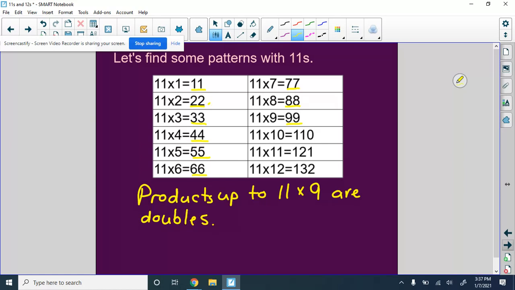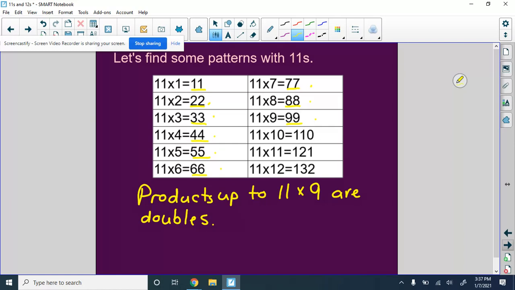Two 1s, 2 2s, 2 3s, 2 4s, 2 5s, 2 6s, 2 7s, 2 8s, 2 9s. Well, we don't get 2 10s, but we get a double 11. But our pattern changes once we get to our 11 times 10, our 11 times 11, and our 11 times 12.